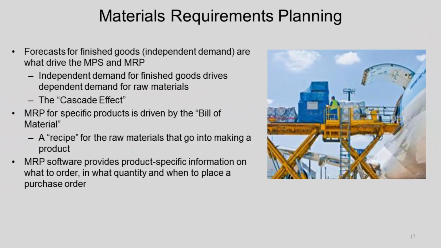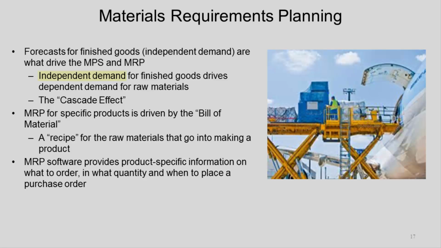Getting into the details on MRP, and we'll continue to use that acronym as we move forward. Somewhat of a reiteration of what we've already said. Forecasts for finished goods, that independent demand, are what drive the master production schedule and the MRP. How do we know what to schedule to make if we don't have a forecast? And how can we get the raw materials we need if we don't know what the production schedule is, which is based on the forecast?